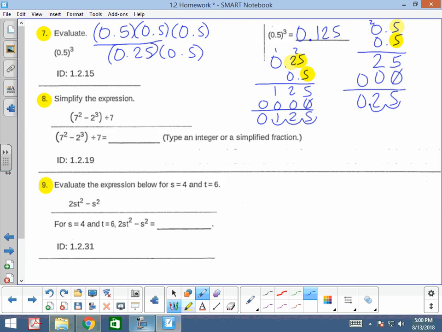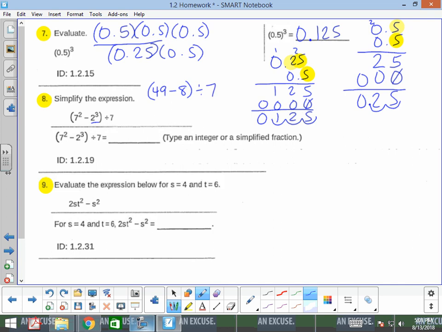All right, number 8. I need some space for that one, don't I? All right, so we're going to do 7 squared. I'll do it right here. 7 squared, which is 49, minus 2 cubed, which is 8. Notice I did my exponents first. I haven't subtracted yet. Now I'm going to subtract, and that will be 41 divided by 7. Now, 41 does not divide by 7 evenly. So notice it says to enter it as a simplified fraction or an integer. So 41 divided by 7 is not an integer because it doesn't divide evenly. So I have to enter it as a fraction. Whatever's first goes on top. Whatever's second goes on bottom.